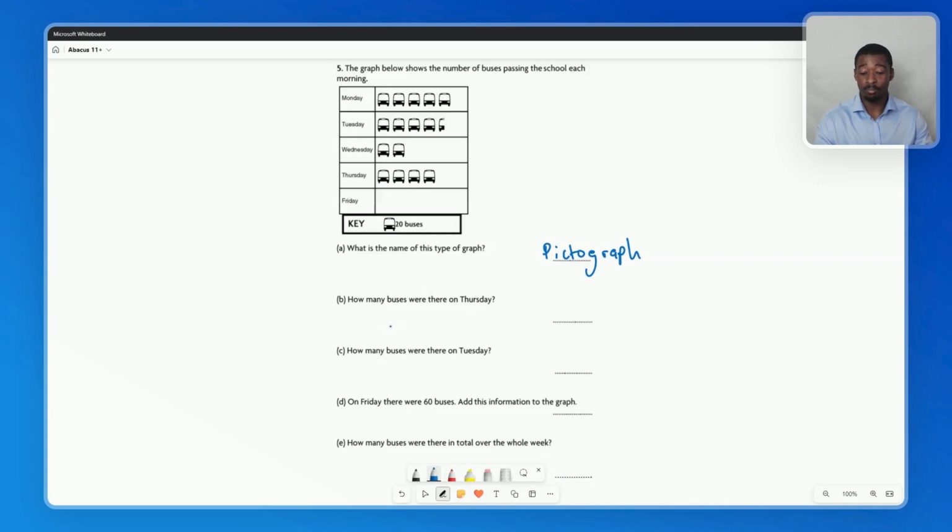Part B, how many buses were there on Thursday? So Thursday, first thing we do, go down to the Thursday row right here. How many buses were there? Well, here on our pictograph, we have 1, 2, 3, 4 buses, right? But each bus is equal to how many buses in real life? 20. So we have 4 on the pictograph times 20, what each bus actually represents. And that should give us 80 buses on Thursday.